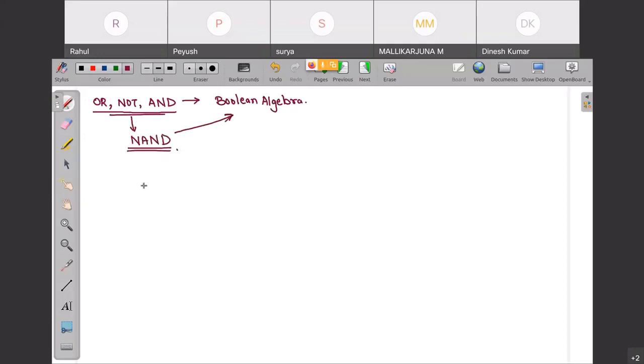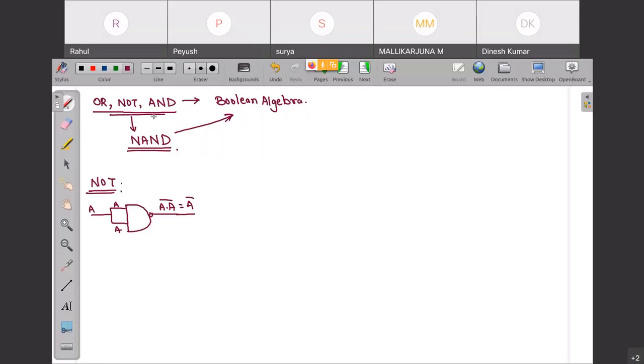So let us see one by one. If you want NOT gate with the help of NAND gate, how are you going to do? I have shorted both the inputs. So if this is A, this will be A, this will also be A. So this will be A dot A bar, so this will be A bar. So here you can see this is your NOT gate.